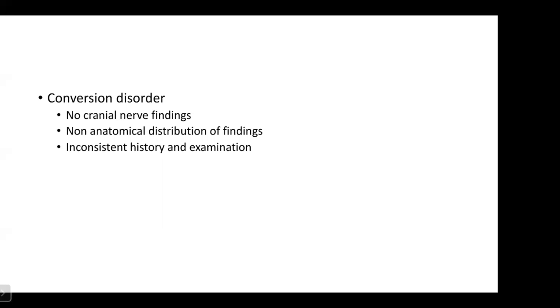And conversion disorder is very common but challenging to differentiate. But we can differentiate it if anyone presents with neurological signs or symptoms, or looks like a loss of consciousness or abnormal presentation. We must rule out conversion disorder with features like no cranial nerve findings, no anatomical distribution of findings, inconsistent history by the patient, and changes in findings on examination.